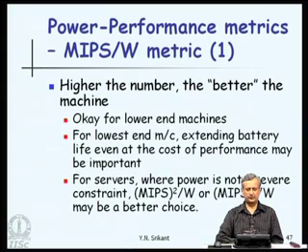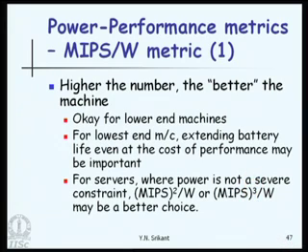What are the usually used power performance metrics? For example, people use the MIPS per watt metric, that is, million instructions per second per watt. Okay. So, the higher the number, the better the machine, that is the understanding. But this type of metric is okay for lower level PCs and machines. For the lowest end machines, extending battery life even at the cost of performance may be very important. But for servers, where power is not a very severe constraint, MIPS per watt is not a very good performance metric. MIPS square per watt or even MIPS cube per watt may be a better choice.